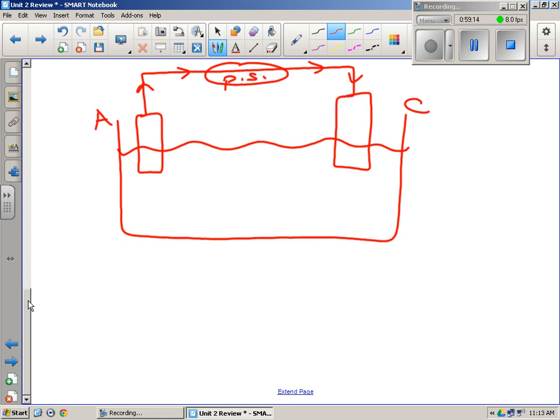So I'm going to need a power supply to force the electrons there. Don't forget, in that power supply you have to think about what's happening as far as negatives and positives as well. The positive end would be there, pulling the electrons towards it, and then they're pushing them towards the cathode.